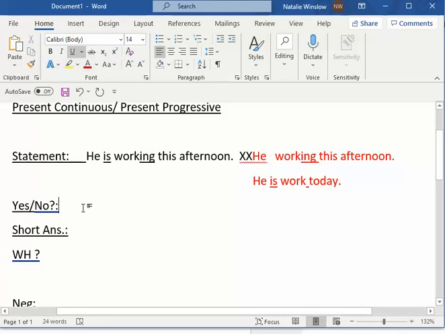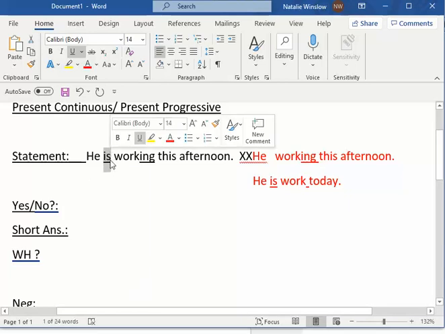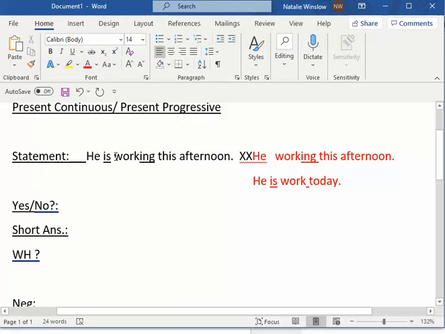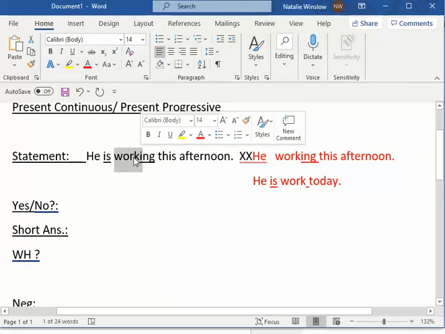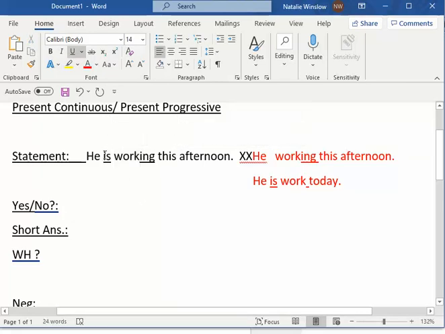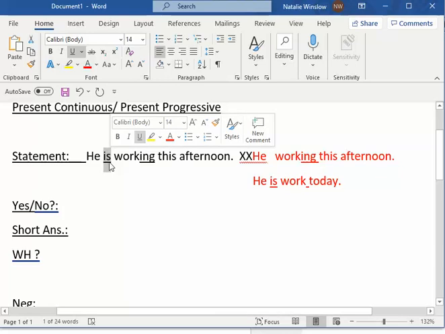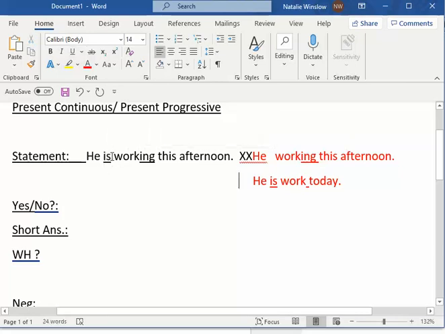When we create a yes/no question with the present progressive, we take the be verb. So the present progressive, notice it has a regular verb, work, but it also has the be verb. And this is always true. We would say, I am working, you are working, she is working, we are working, they are working. Okay, so we always have the be verb in the present progressive.